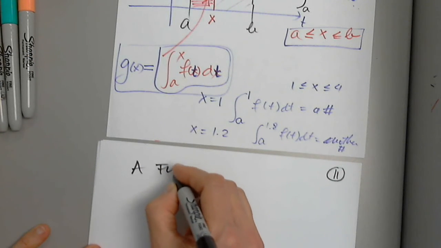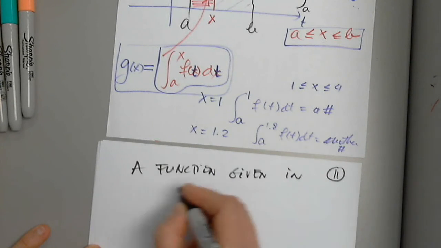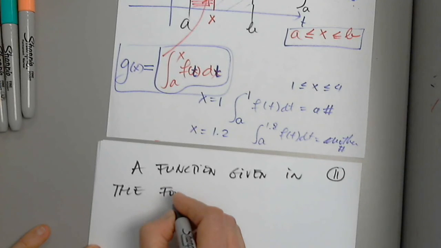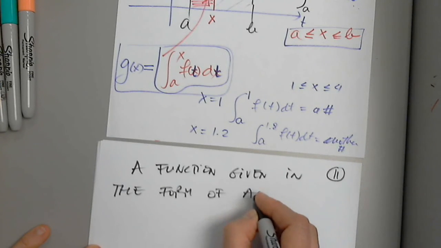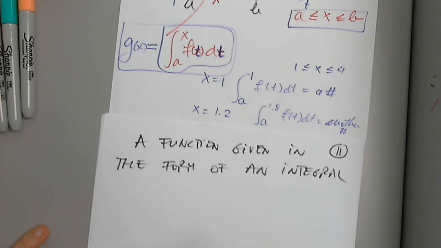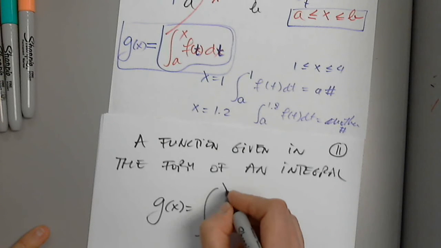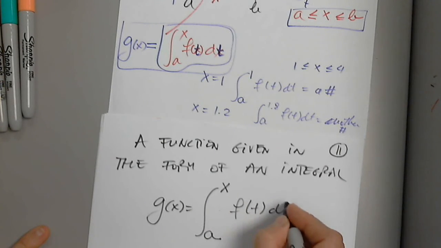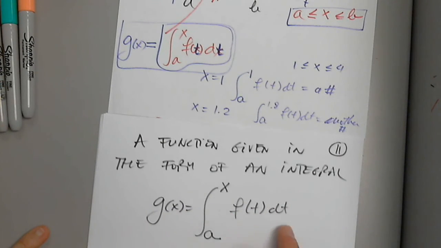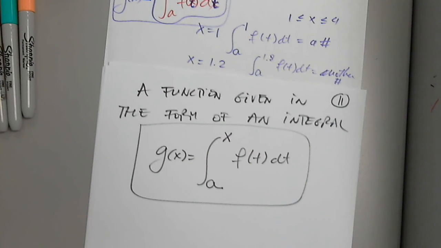So a function given in the form of an integral. It's still a function. So the function is g of x, the integral from a to x of f of t dt. I cannot use x and t in the problem because x is the number that goes from a to b. That's why I needed a different variable. Okay, now the moment of truth, final step.